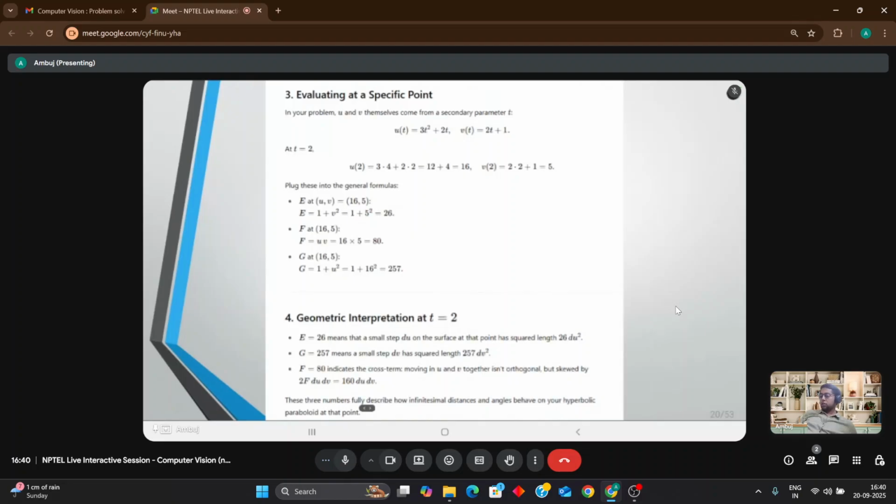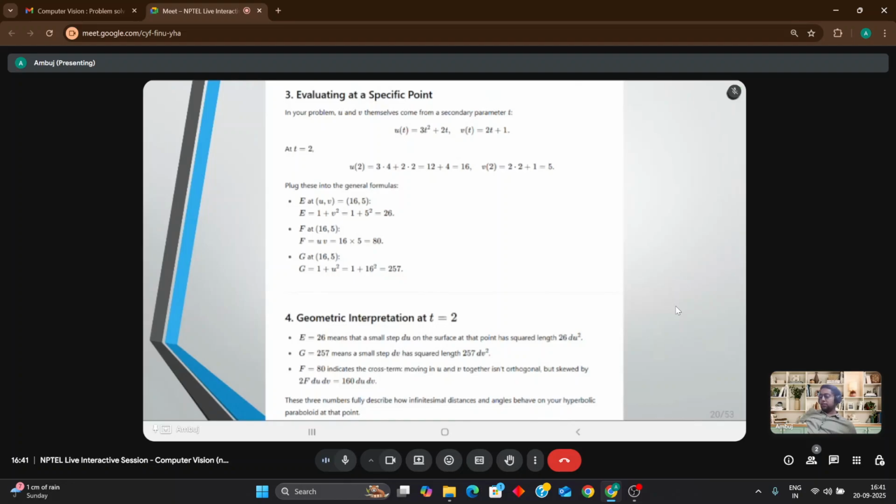Specifically, if you evaluate, u(t) is 3t² + 2t and v(t) is 2t + 1, and at t = 2 we get u(2) and v(2) as 16 and 5. So at (16, 5), E is 1 plus v², which is 1 plus 5², that is 26. F at (16, 5) is uv, which is 16 times 5, that is 80. G at (16, 5) is 1 plus u², that is 1 plus 16², that is 257.